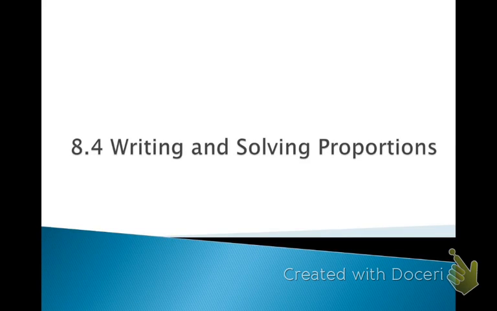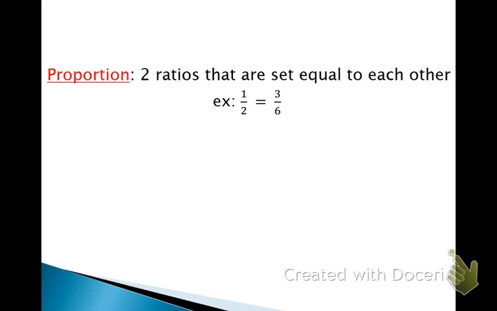Today we're going to be talking about 8.4, writing and solving proportions. I want to give you a definition of proportion. A proportion is two ratios that are set equal to each other. I have an example here, which looks like 1/2 equals 3/6. But there's a specific way that I want us to be reading this. It is read as 1 is to 2, as 3 is to 6, okay? So that's two ratios that are set equal to each other.